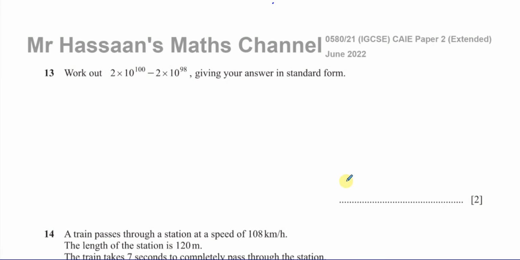I'm answering question number 13 from the June 2022 IGCSE Cambridge Paper 2, Variant 1. This is from the 0580 paper. Now this question here is about calculations involving standard form.